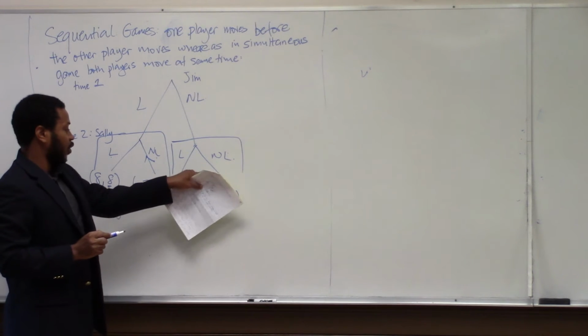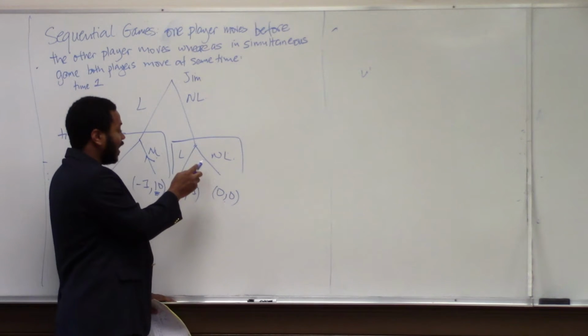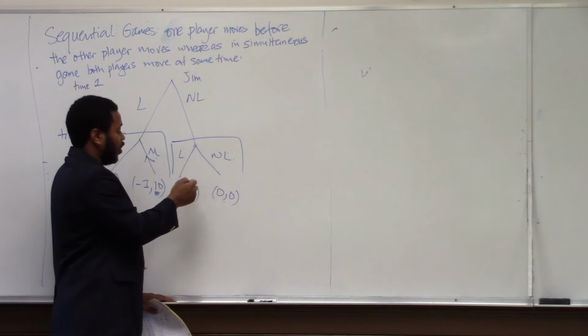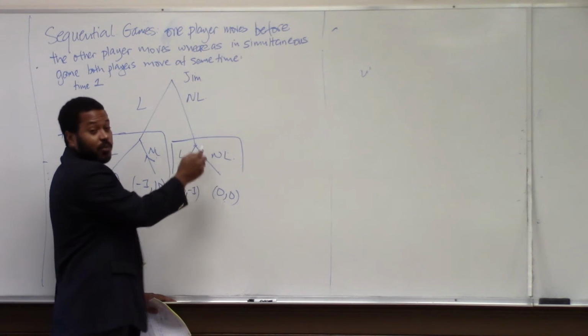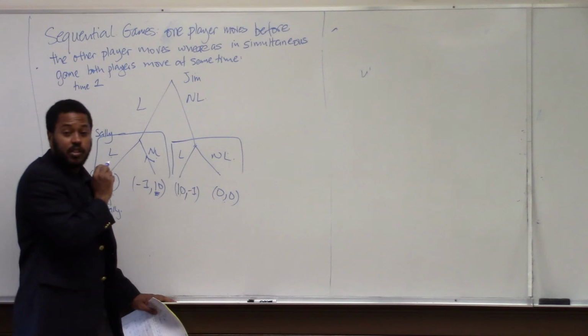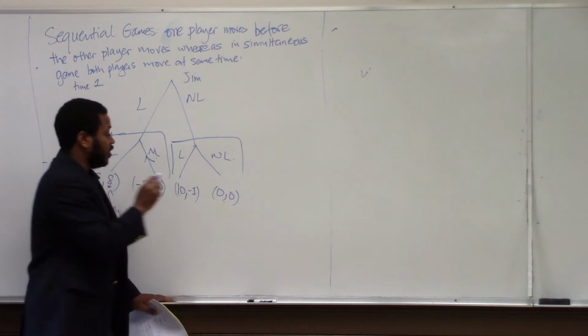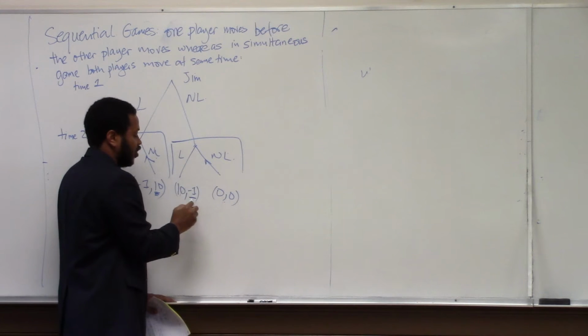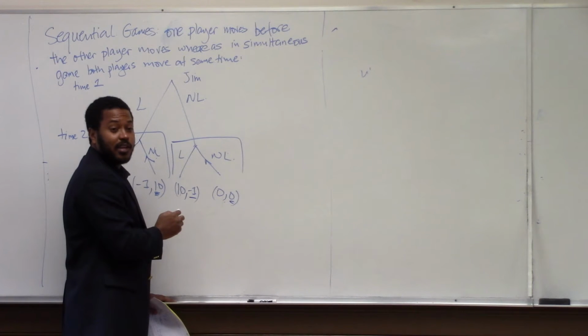What if we were in this world here where Sally was choosing between whether to like or not like his picture, given that Jim did not like her picture? What is Sally going to choose here as well? She's going to choose not to like, because if she likes his picture, she gets -1. If she chooses not to like, she's going to get 0, right?